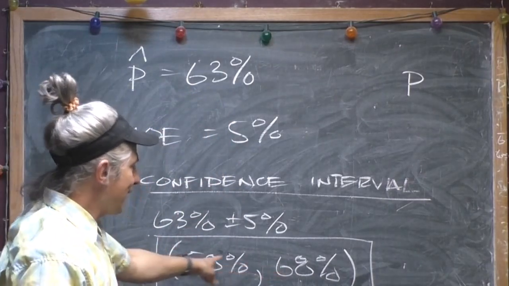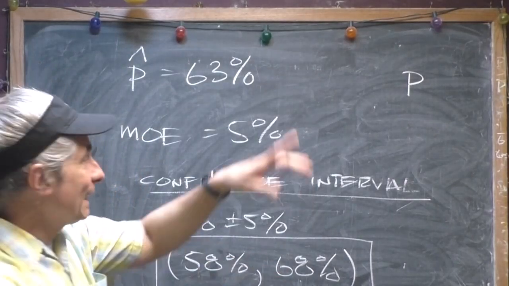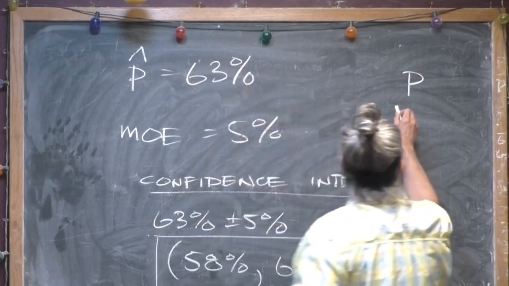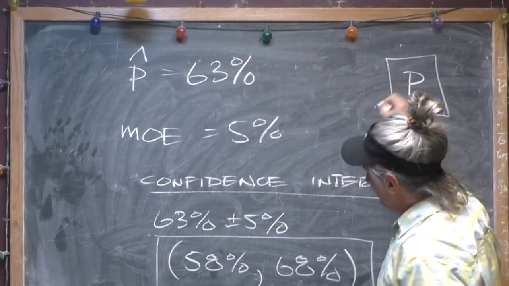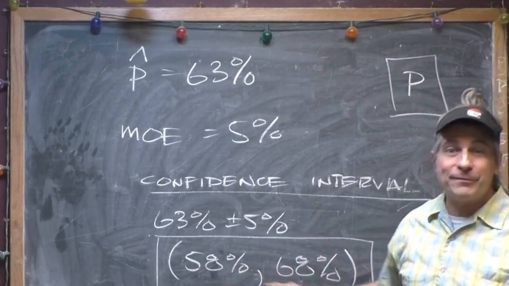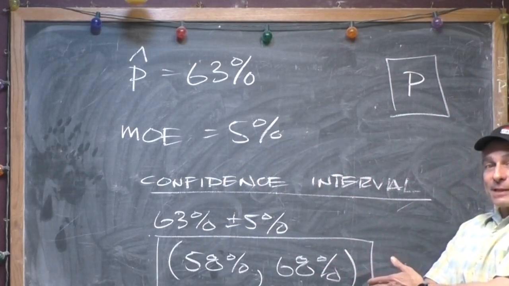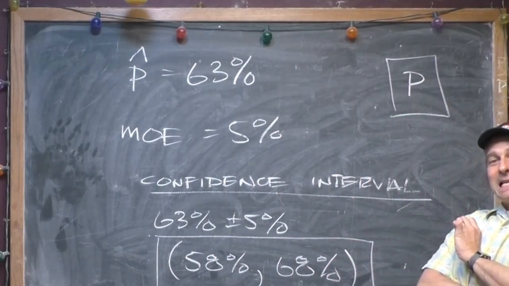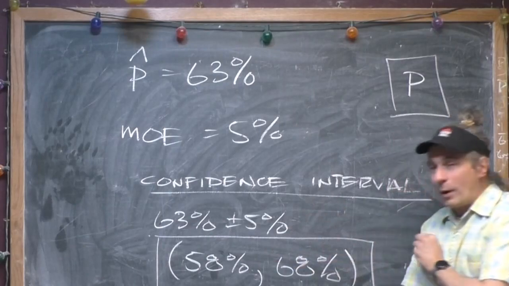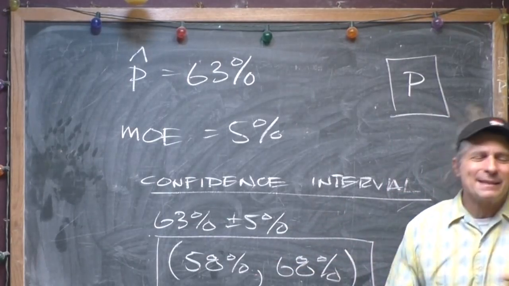Now, what does this range of values tell us? We are statistically confident that the parameter we're looking for is somewhere within that range of values. Might be as low as 58%, might be as high as 68%. But we are statistically confident that it's somewhere in there, just not exactly sure where. Hopefully that makes sense. Let's do some more.